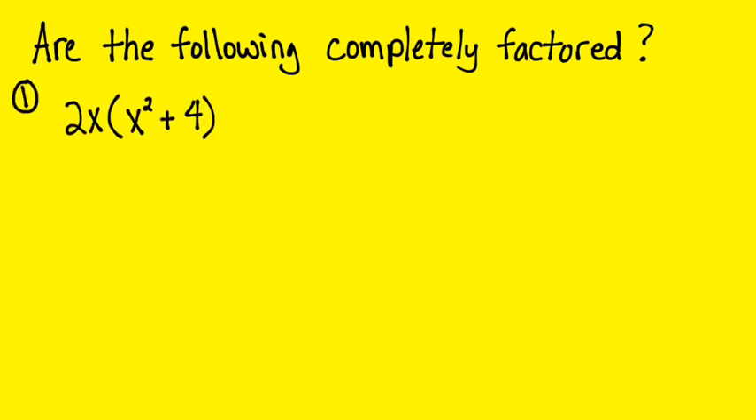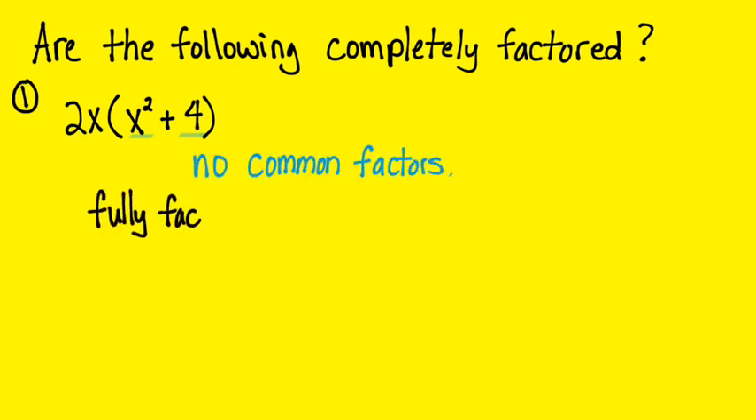On number 1's example, we look at this and ask, can you take a GCF out, or is there a difference of two squares? And the answer is no. So we would say no, there's no common factor, there's no difference of two squares. So this is factored fully, or factored completely.